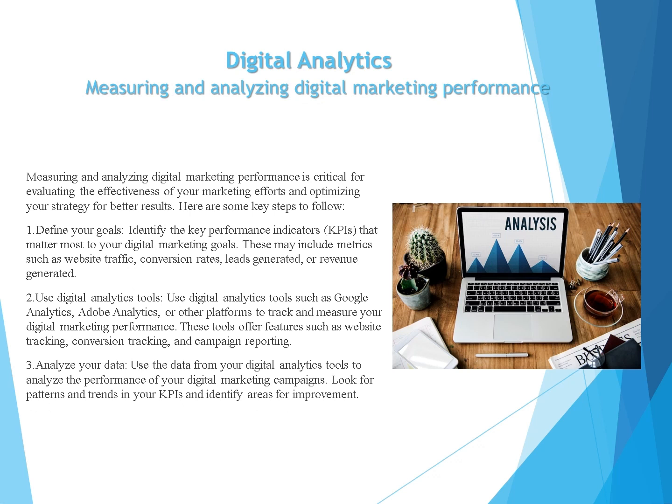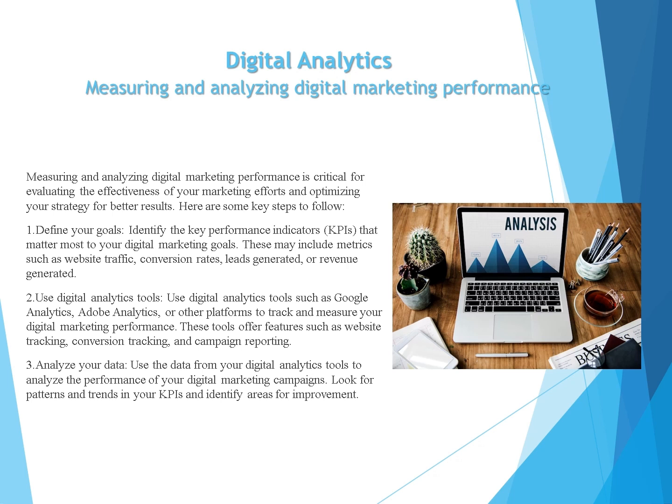Measuring and analyzing digital marketing performance is critical for evaluating the effectiveness of your marketing efforts and optimizing your strategy for better results. Here are some key steps to follow. 1. Define your goals. Identify the key performance indicators (KPIs) that matter most to your digital marketing goals. These may include metrics such as website traffic, conversion rates, leads generated, or revenue generated.